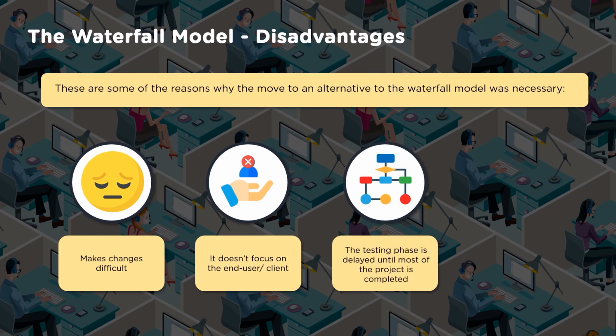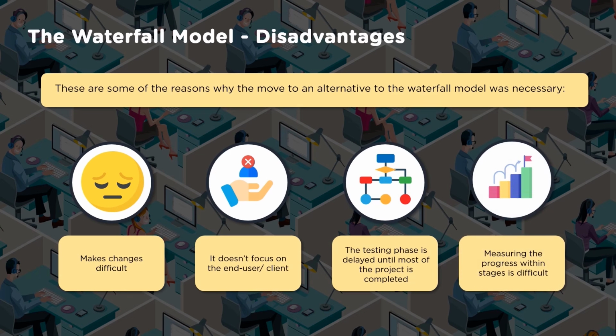The testing phase is delayed until most of the project is completed because it has to follow step by step, wait for the things to complete and then testing happens. Then measuring the progress within the stages is difficult. Why is it difficult measuring the progress within the stages? Because of the deliverables or the metrics defined to measure at a milestone and at the end of the phase, to understand whether everything is delivered as part of it.